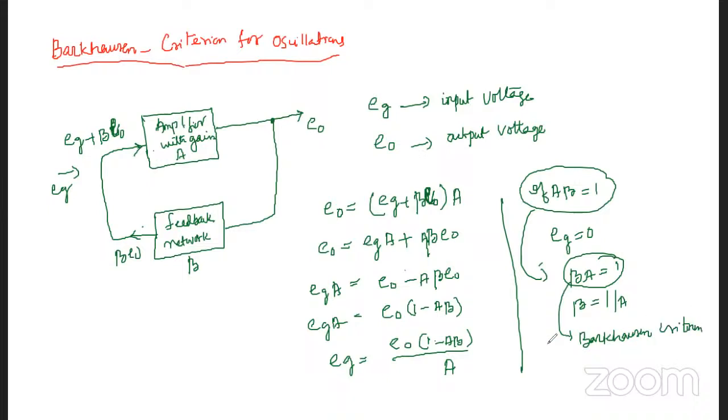Barkhausen criterion for sustained oscillations. Under this condition, if A beta is equal to 1, then generally AF is equal to A by 1 minus A beta, which is equal to infinity, because the value of A beta is equal to 1. That means there is an output without any input signal. That is, an amplifier will work as an oscillator. So this is very important, and it is known as the Barkhausen criterion for oscillations.